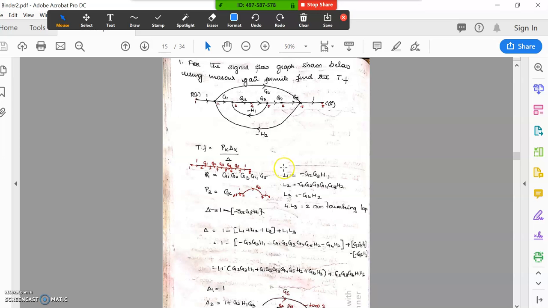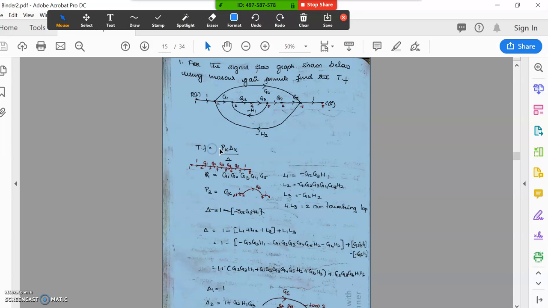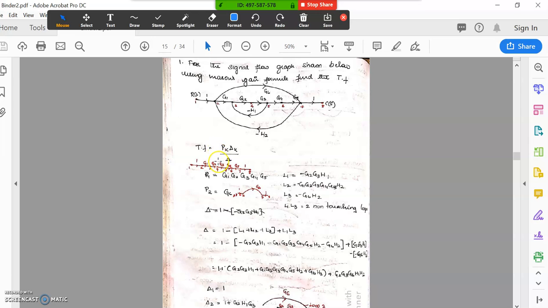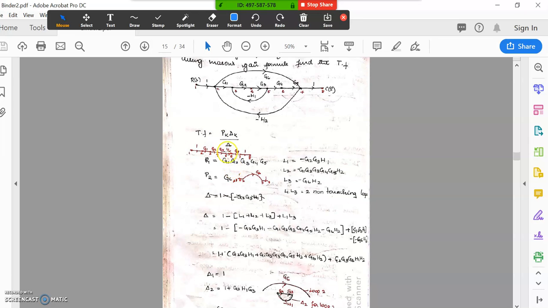Coming to the first problem: for the signal flow graph shown below, using Mason's gain formula, find the transfer function. Here, this is the signal flow graph. Please write it down. From Mason's formula, we saw the transfer function was summation over k of Pk delta k, divided by delta.